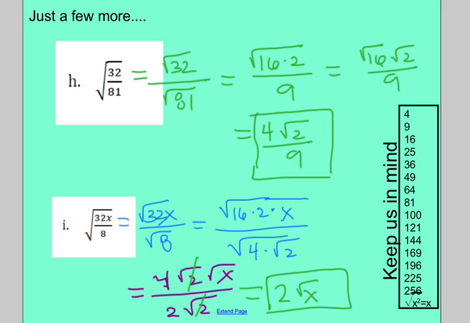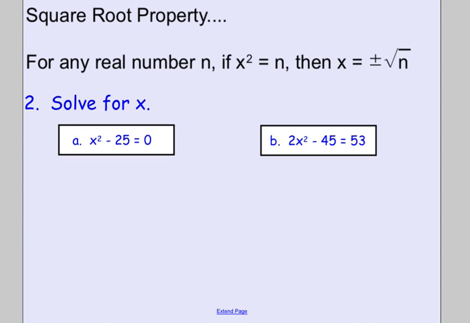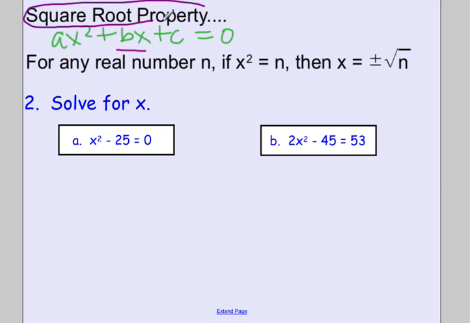We are going to go ahead and switch gears into the square root property. So if you have any questions on simplifying radicals, please write them down and come ask. Otherwise, I'm going to move on to using square roots to solve for x. One thing I want you to notice, all the problems we're going to solve are quadratics, but they are missing a b term. Remember, quadratics are ax squared plus bx plus c equals 0. The problems we're going to solve do not have that bx term. If they do not have a bx term, you can solve using the square root property.